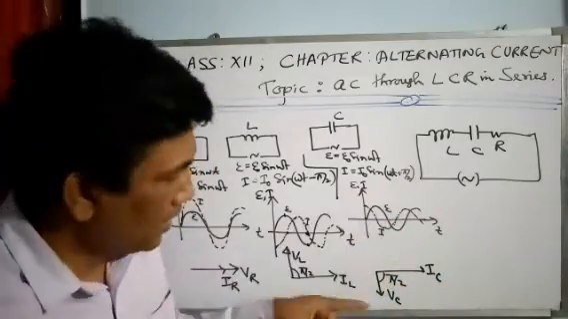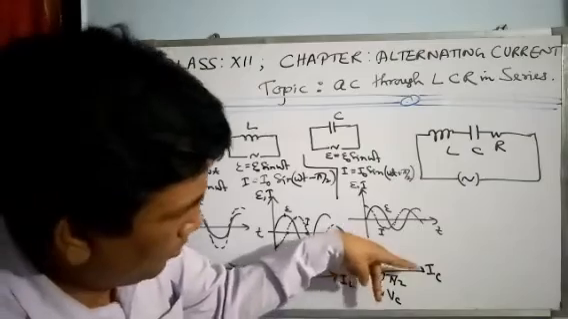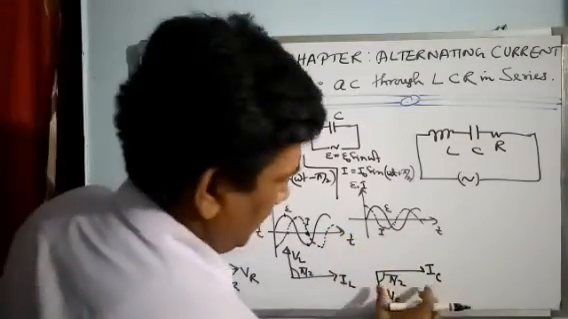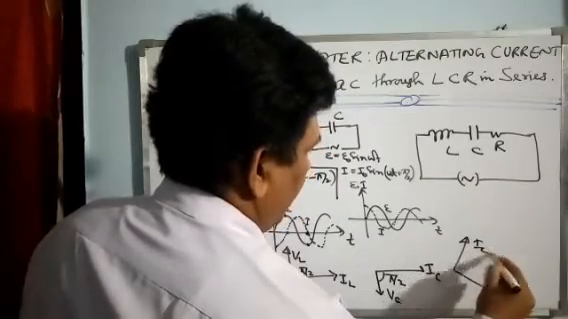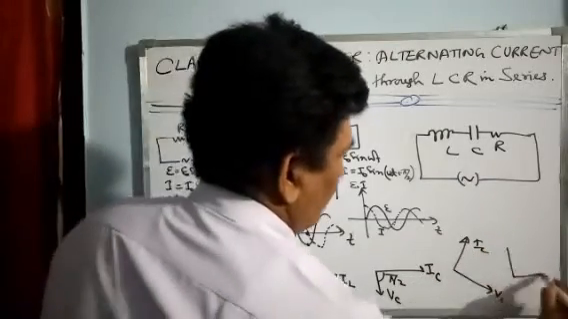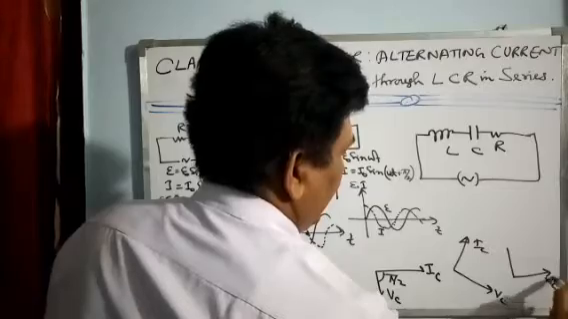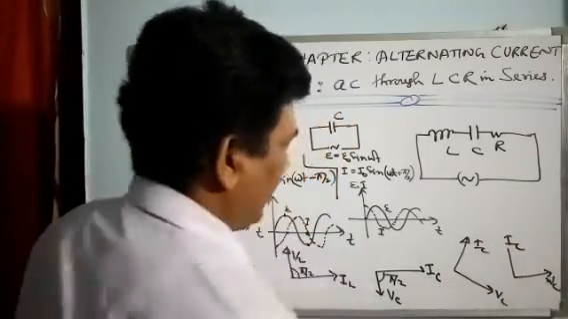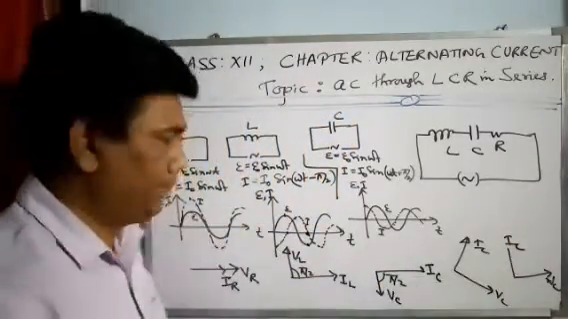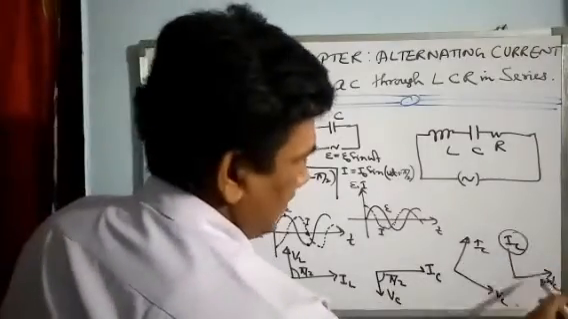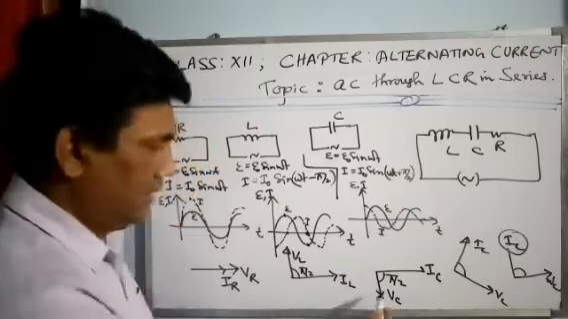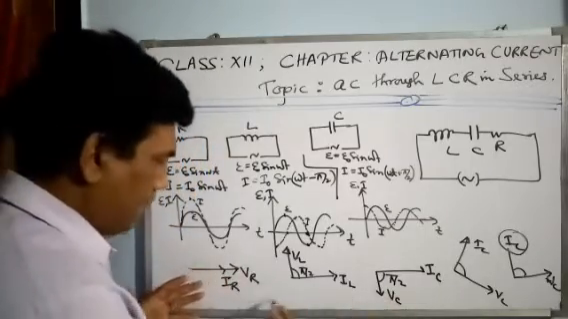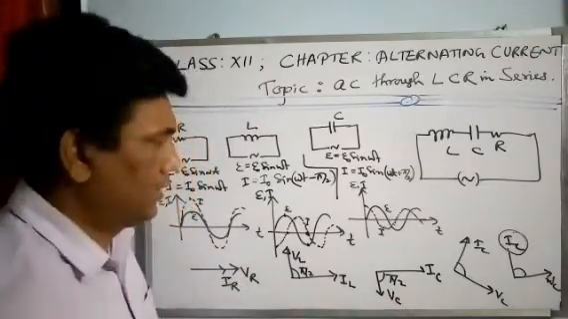Plus pi by 2. Again I am saying, if you are not drawing it this way, you can draw it the other way also, no problem. VC, IC. That can be rotated, no problem. Here also you see, current is leading the voltage by pi by 2. Here also, current is leading the voltage. But why I am drawing this way, I will explain it. Just a minute, okay?